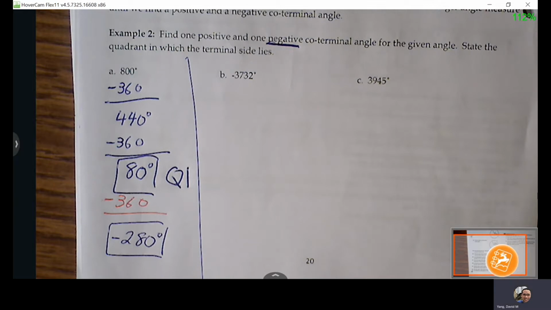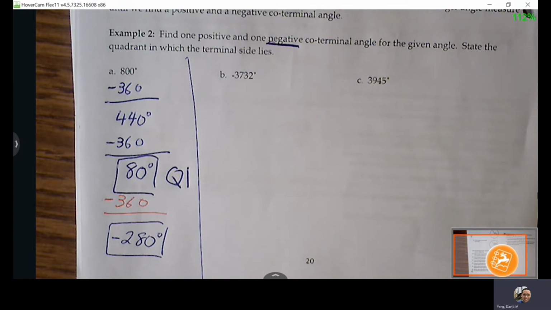Any questions here? So it's not too bad if my measure is relatively close to 0, like 360, 800, subtracting 360 twice, that's not too bad. You get to state the quadrant for the second number. Yeah, we're going to state the quadrant for each of these.